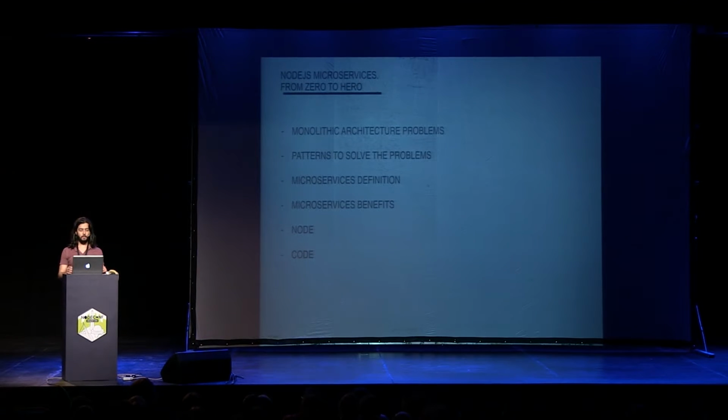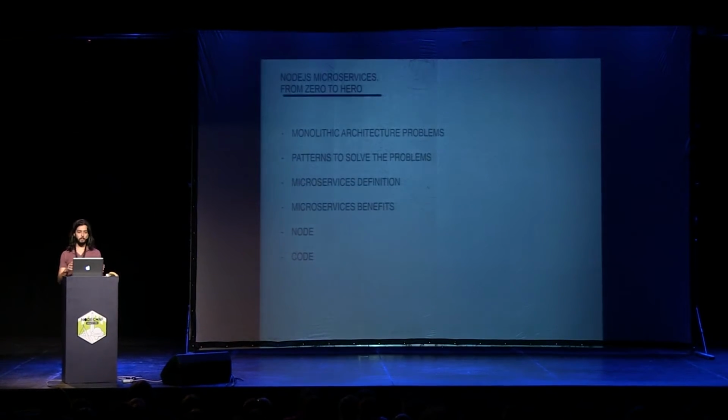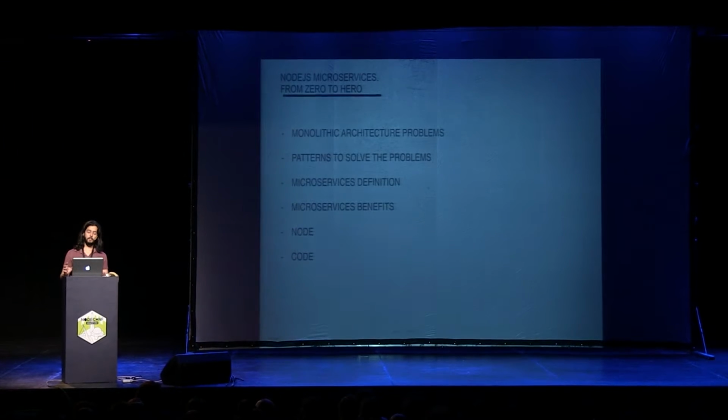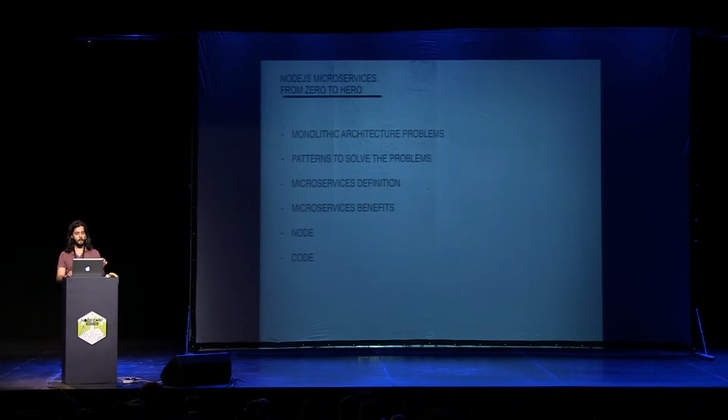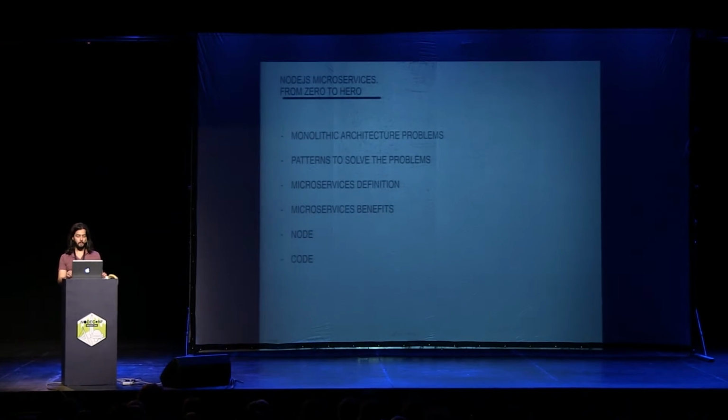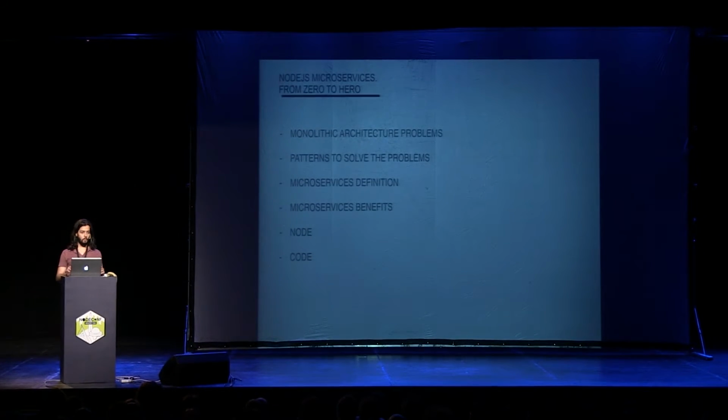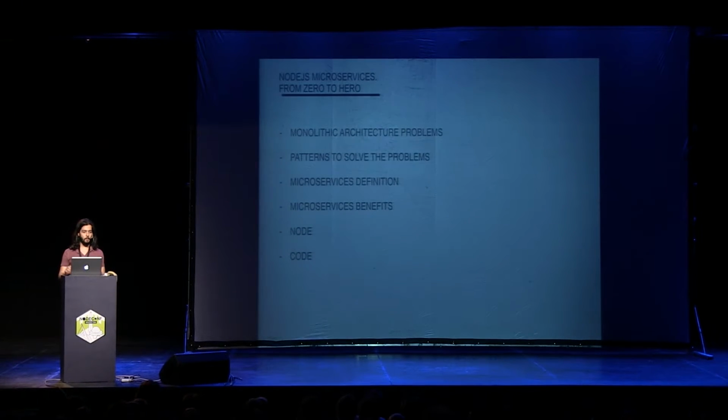And to talk about microservices, the first thing we need to know is what the problem with the current architecture, with monolithic architecture. So I will explain to you the problems of this architecture and what do we need to solve these problems, what kind of patterns do we need to solve these problems. After this, we'll see the definition and the benefits of microservices and how we can implement this in Node. And also I'll show you a video with a microservice architecture running and some code.